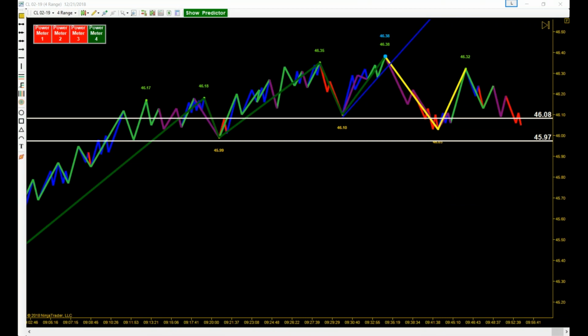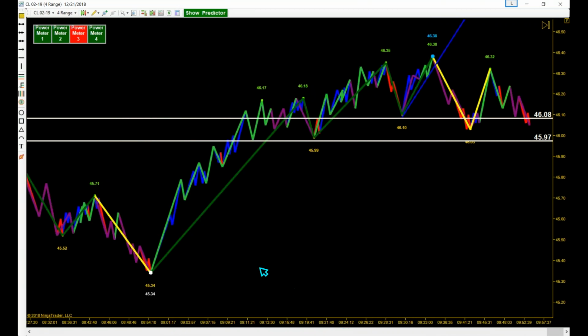Let's see. What about a line from 45.34? 45.34. Oh, you mean something like that? Straight through there? Where it actually drew like that trend line? Where it broke? Yeah. Yeah, you could short that. Absolutely.